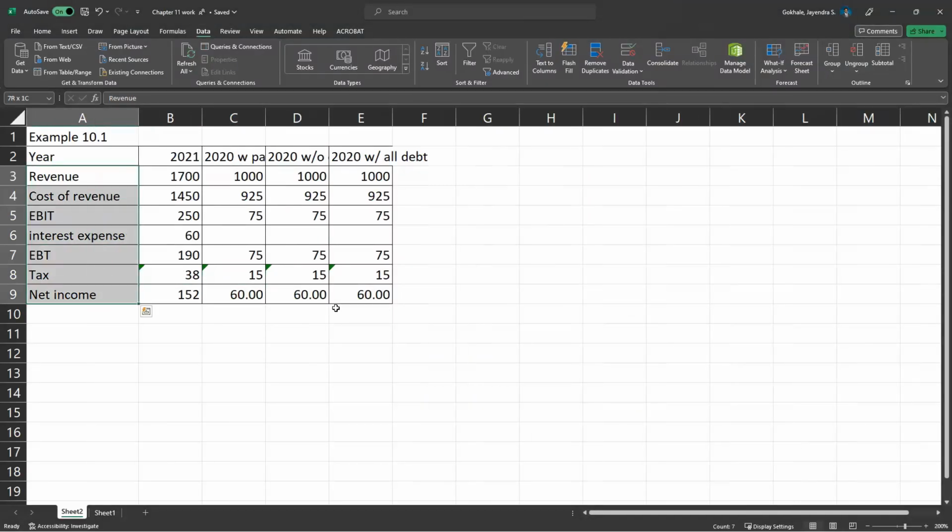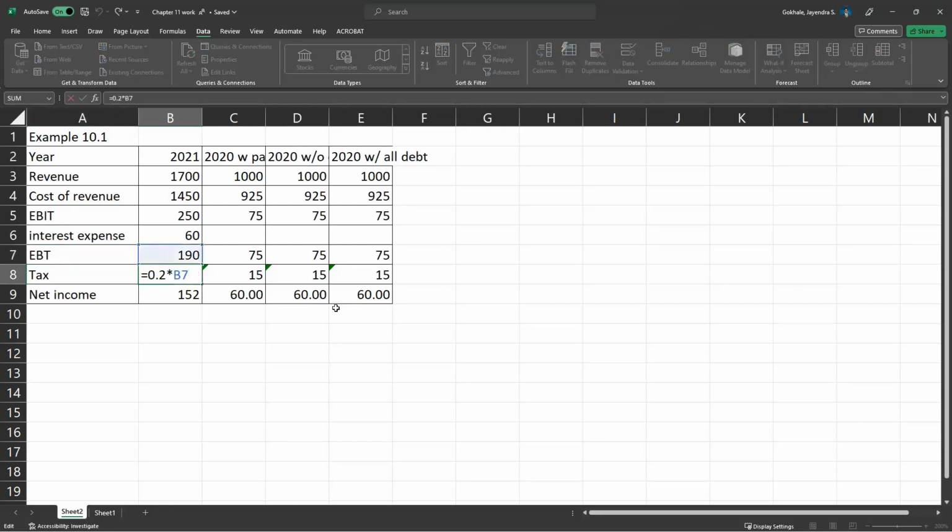So let's just see, this is revenue, this is cost of revenue, this is earnings before interest and taxes, and there is interest expense, earnings before taxes, and there's tax expense, which is 20% of the EBT. Then we subtract the tax from the earnings before taxes to get the net income, earnings after tax, or net profit, whatever we want to say. So let's just go over it.